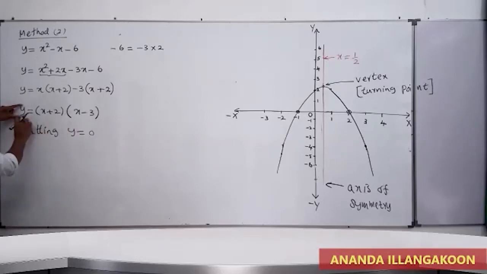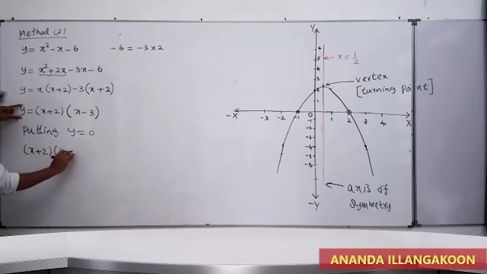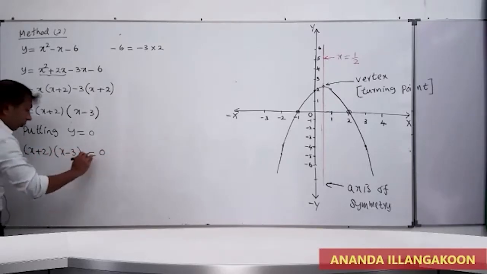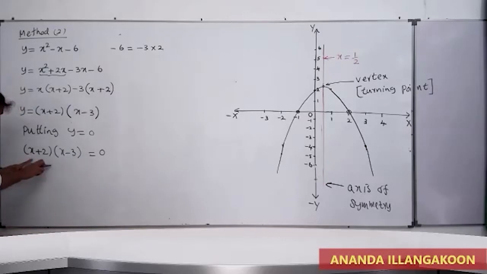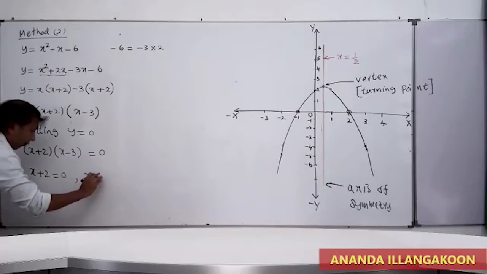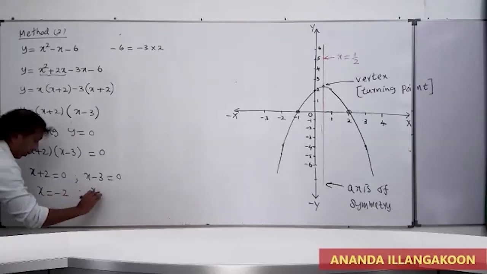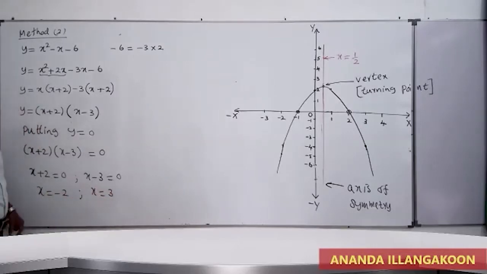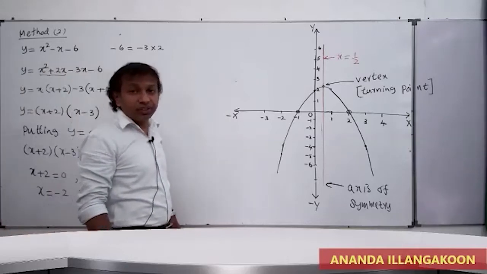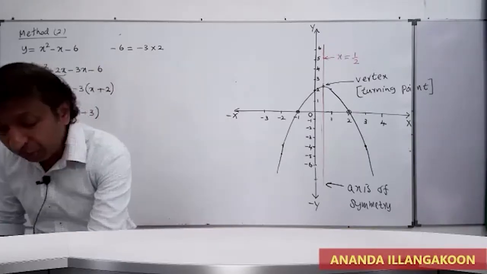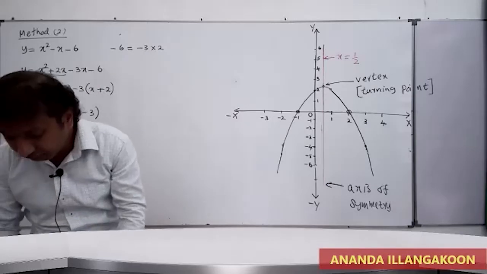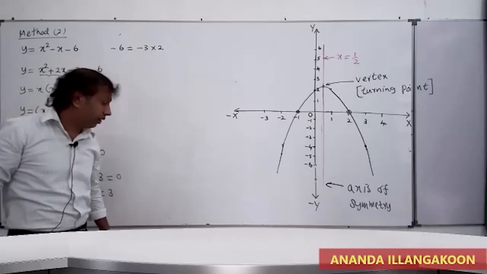This product is equal to 0. Then I am writing that like this: x plus 2 into x minus 3 equals 0. Equate each to 0, then you can take this to this side. We get x equals minus 2, and here x equals 3. People, see, we got the two roots. The same two roots we got in the first graph, minus 2 and 3. That is okay.